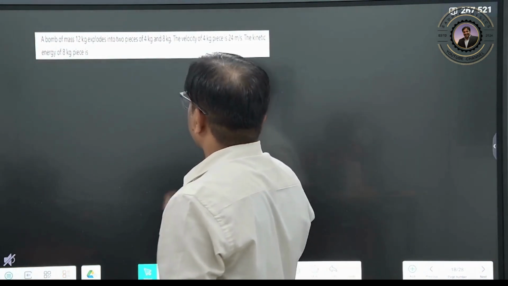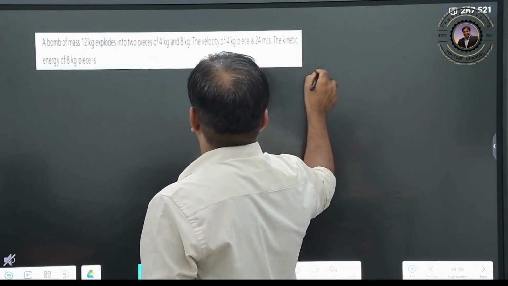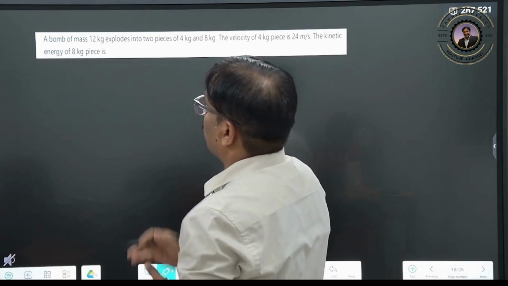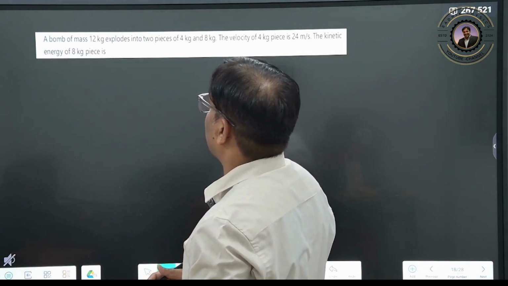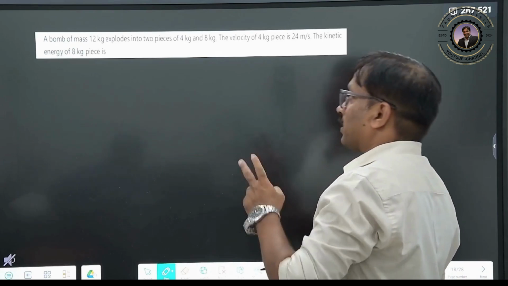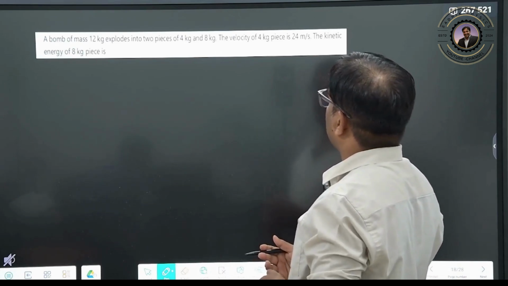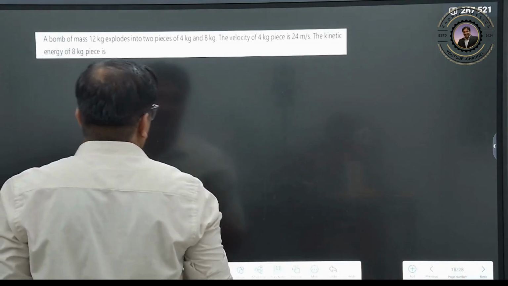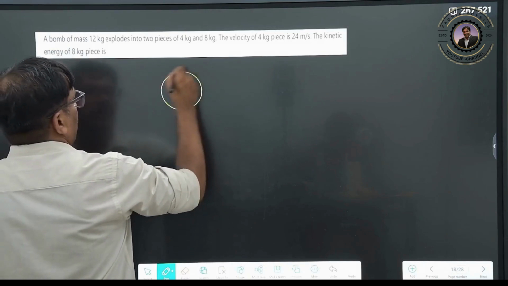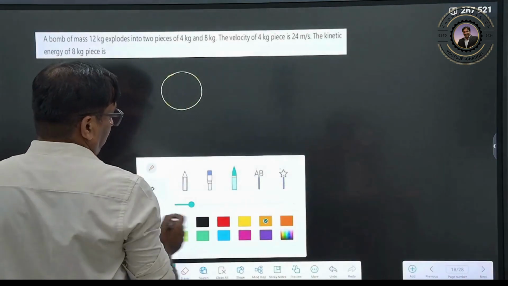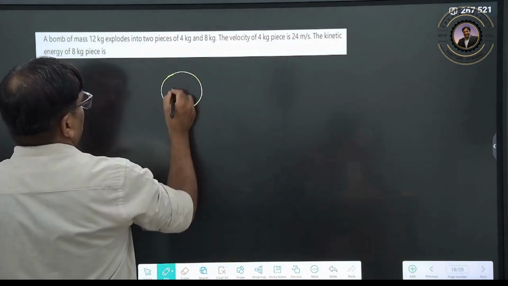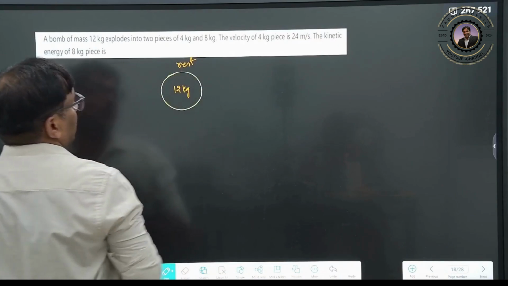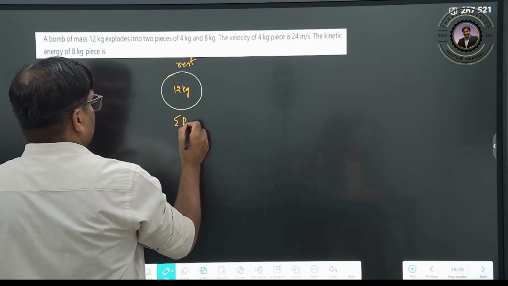Now let us see this, also one simple question. Right, an explosion question. A bomb of mass 12 kg exploded into two pieces, 4 kg and 8 kg. The velocity of the 4 kg piece is 24. We need the kinetic energy, just a simple thing. So this is your object. What is its mass? 12 kg. Initially it was at rest. Clear? Initial momentum was 0.